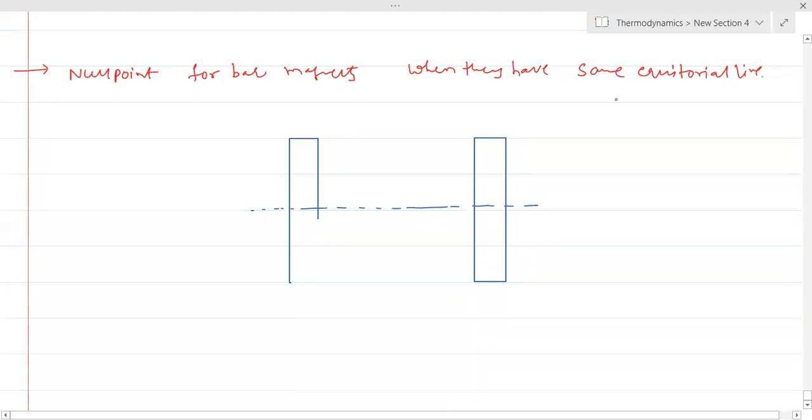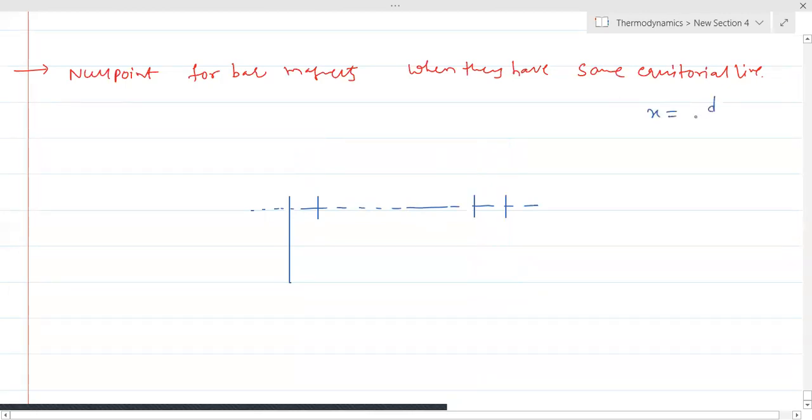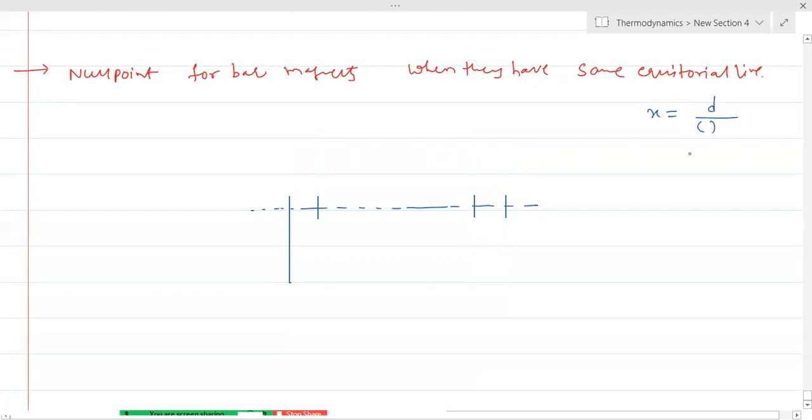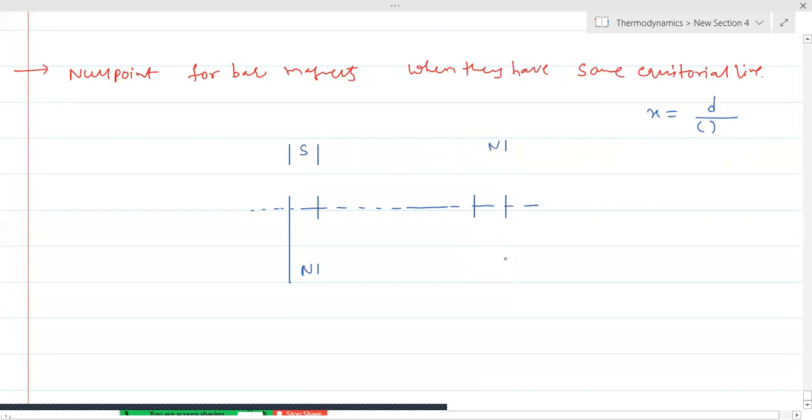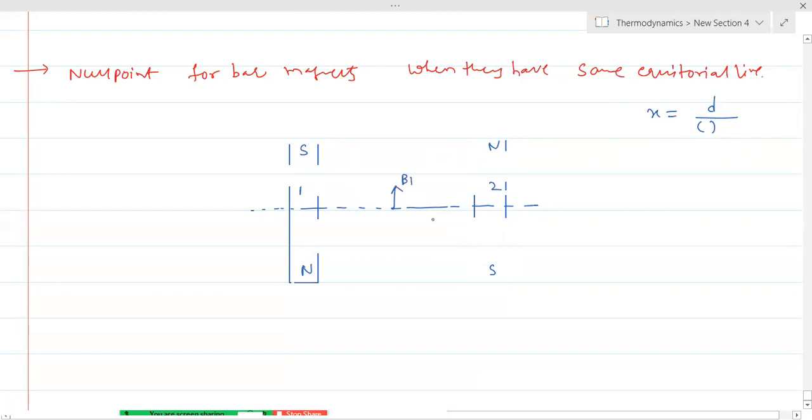So first we need to analyze this. The basic form is d by something plus or minus 1, depending on the need. Suppose here I'm taking this is S and this is N, and this is N and this is S. This is the equatorial line. Equatorial line means N to S. For the first magnet, N to S means upwards, and for the second, N to S means downwards. Similarly, outside also we will check.